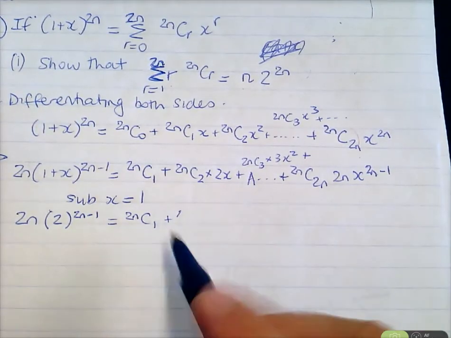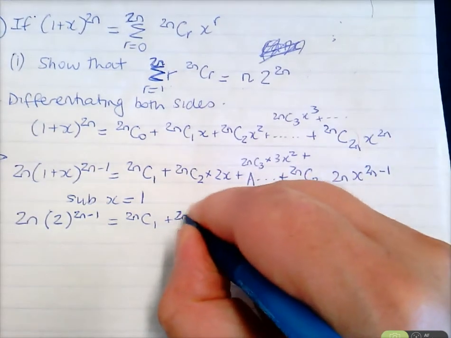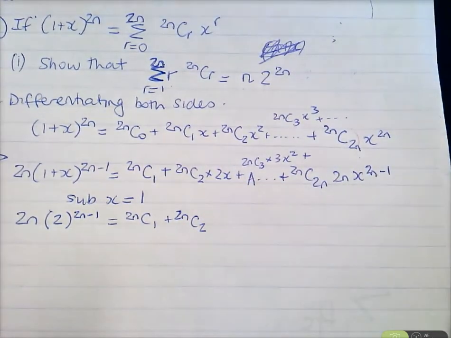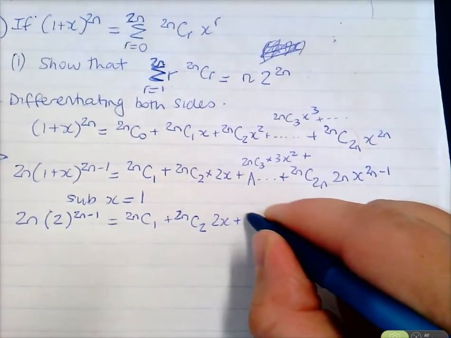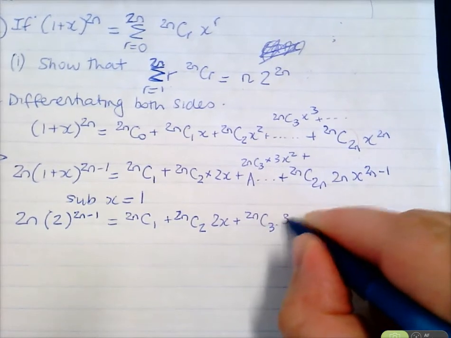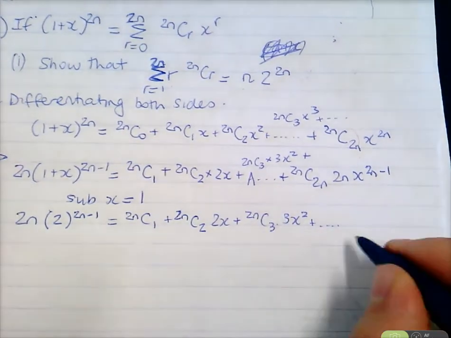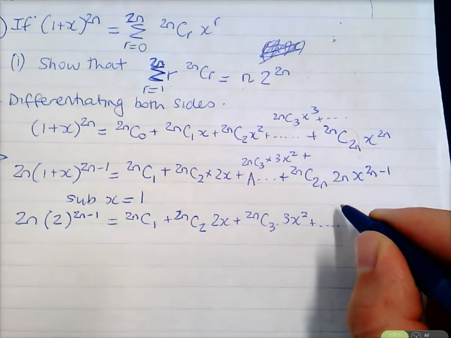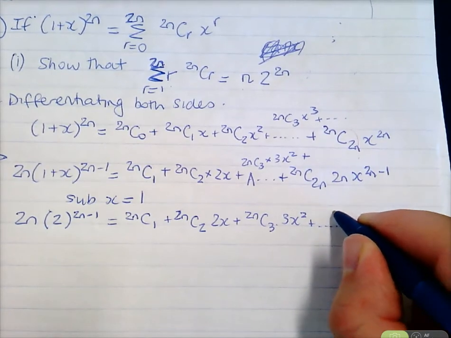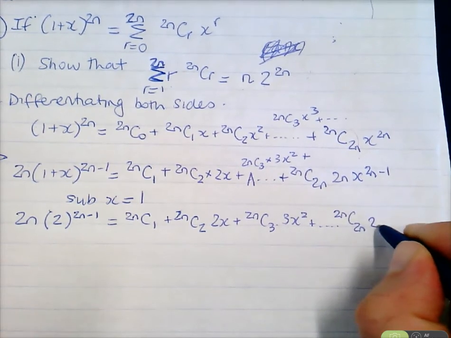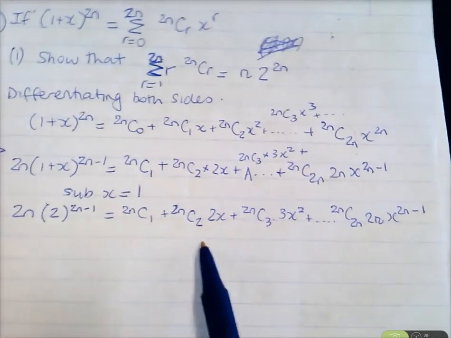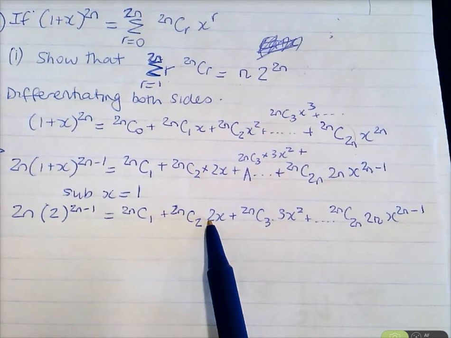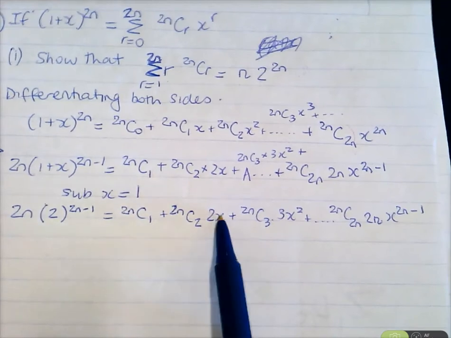Now, what is that pattern? It's 2nC1. I've got 2nC2, 2x, plus, I'm just writing it again, 2nC3 times 3x squared plus 2nC2n, 2n, x to the 2n minus 1. Oh, it looks like, ooh, did I substitute x is 1? I didn't. I didn't substitute it properly.